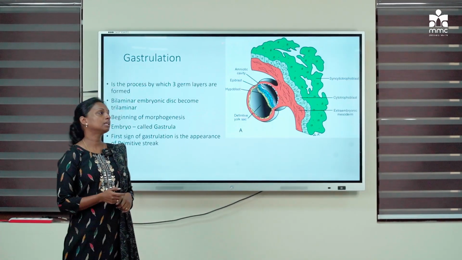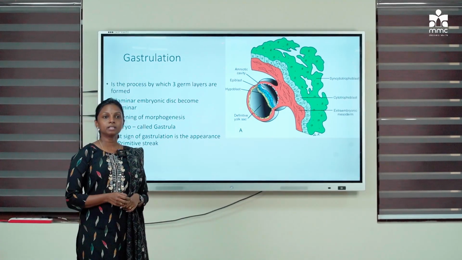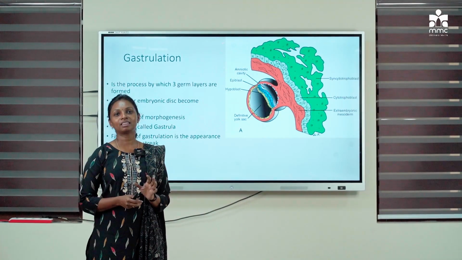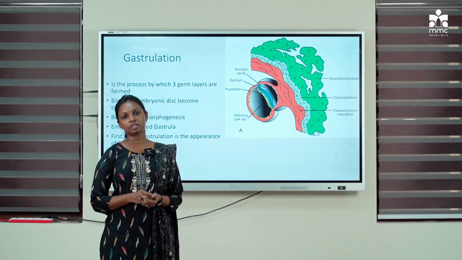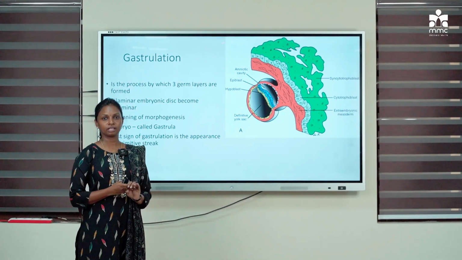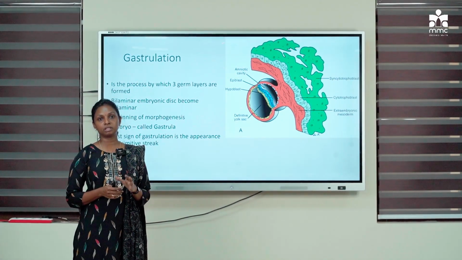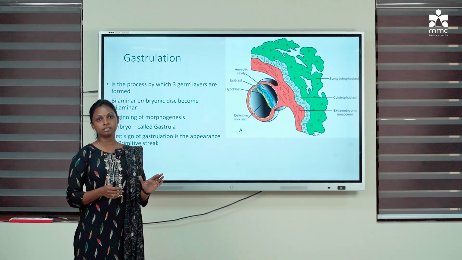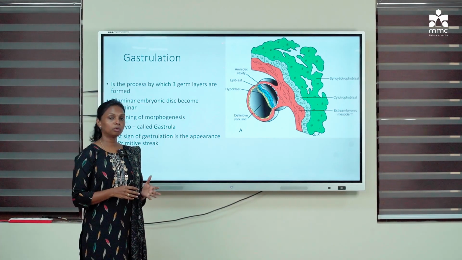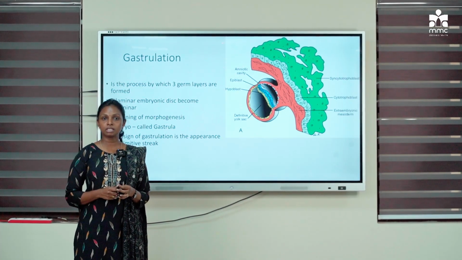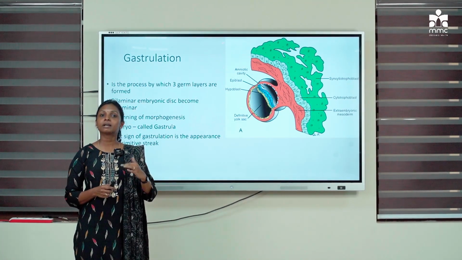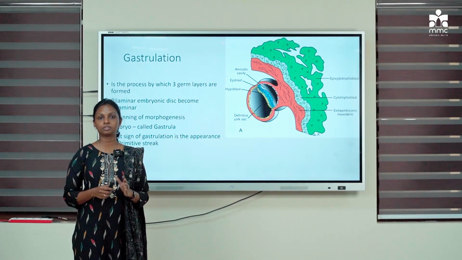So what is the primitive streak? Primitive streak development is noticed at the beginning of the third week of intrauterine life. The appearance of the primitive streak in the embryonic disc determines the beginning of gastrulation. We all know what gastrulation is. Gastrulation is a process where the bilaminar germ disc is converted into a trilaminar germ disc.